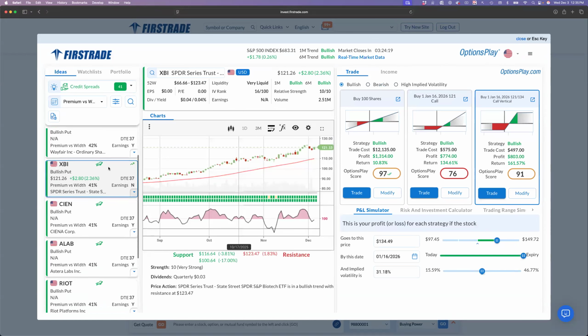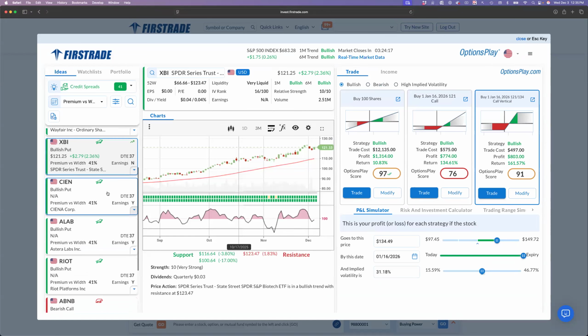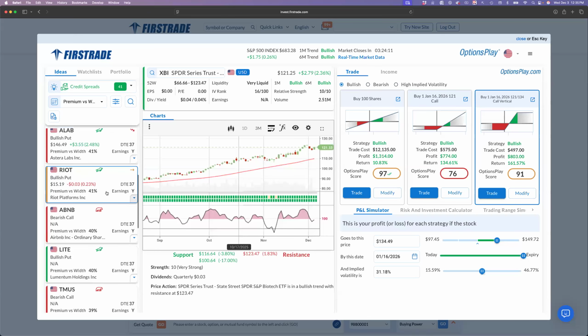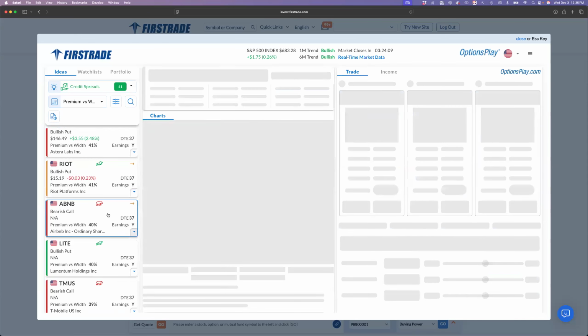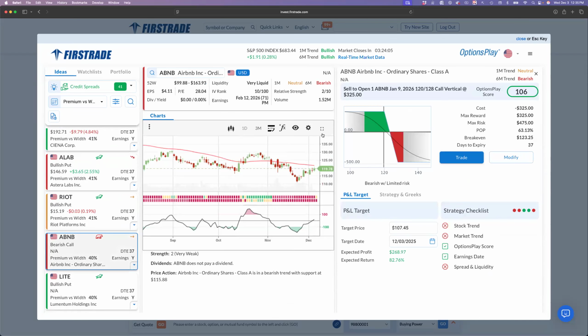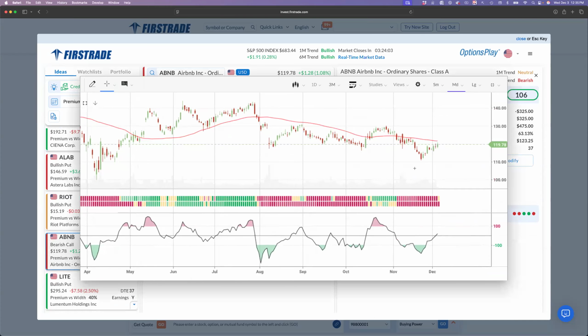We'll look at one more trading idea just to show you how this all works. Let's take a look at trying to find some bearish trades. Let's look at Airbnb. Maybe you feel that the markets are a little bit top heavy and you think it's going to move lower here.